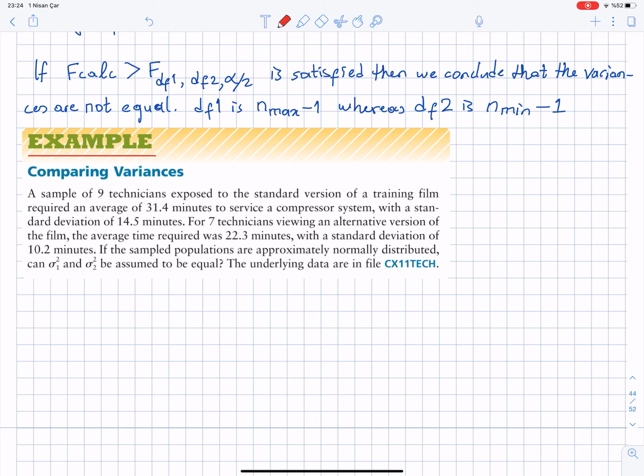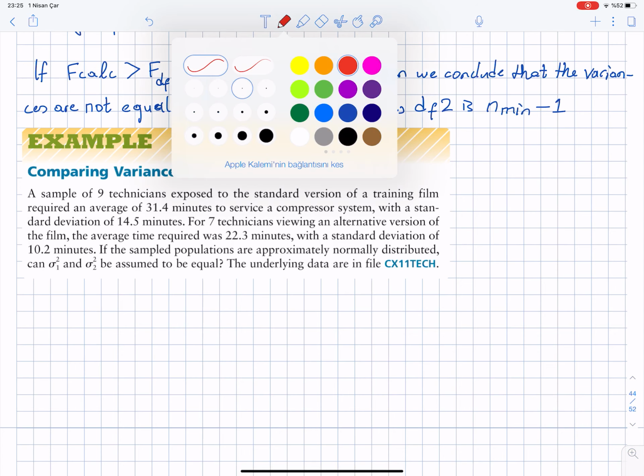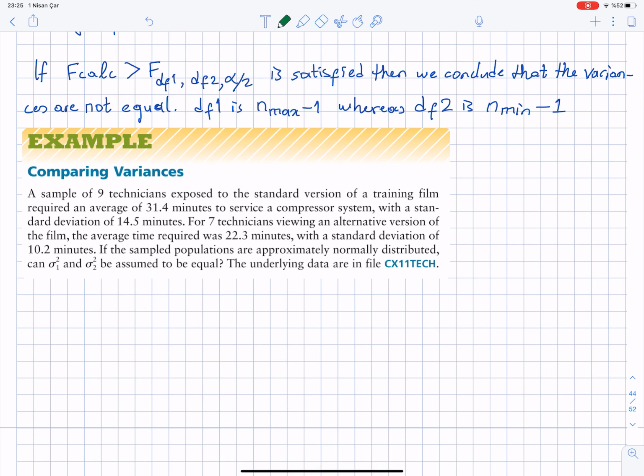The underlying data I don't have, because I don't have the book, and the book has a special data set within probably a CD, a compact disc. No need, because everything is given and that's fine. We can perform the calculation easily here. Let me change the color of the pen. The null hypothesis will be sigma 1 square equals sigma 2 square, and the alternative is sigma 1 square is not equal to sigma 2 square.